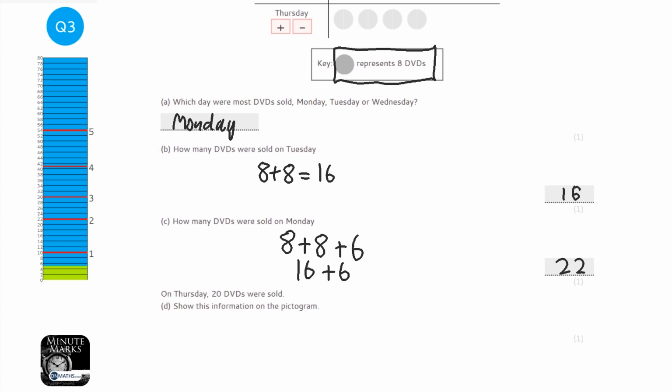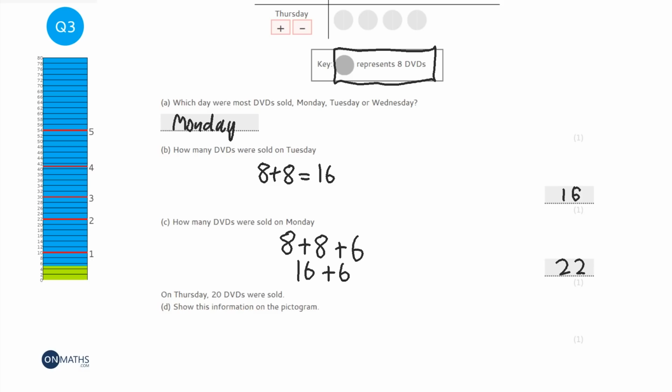Okay, let's have a look at the next question. On Thursday, 20 DVDs were sold. Show this information on a pictogram. So let's have a think how many circles that will be. So if I've put one circle down, that's 8. Well, we've still got enough left over. If I put another full circle down, that's 16.